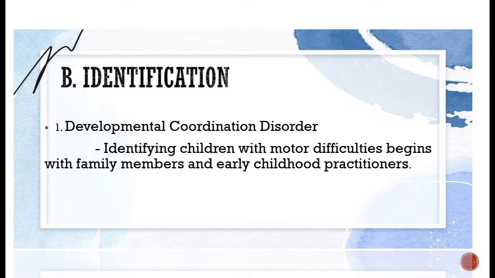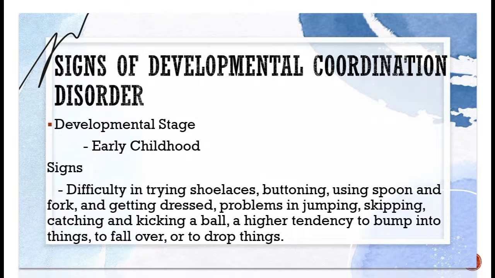So, for developmental coordination disorder, identifying children with motor difficulties begins with family members and early childhood practitioners. Signs of developmental coordination disorder. So, for the developmental stage, ito yung early childhood. So, meron siyang mga signs: difficulty in tying shoelaces, buttoning, using spoon and fork, and getting dressed, problems in jumping, skipping, catching and kicking a ball, a higher tendency to bump into things, to fall over or to drop things.